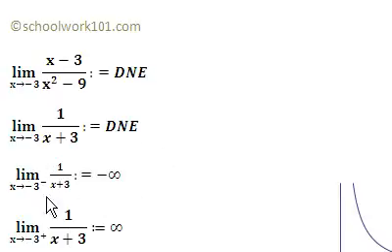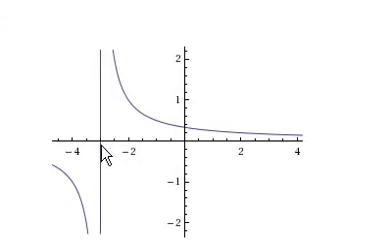But let's take a look at the graph first. So here's our graph, and here's negative 3 on the x-axis. We can tell by looking at the graph that as we come in from the right-hand side approaching negative 3, the graph is going up to positive infinity. And coming in from the left-hand side, the graph is going down to negative infinity. So we know that it is not continuous.